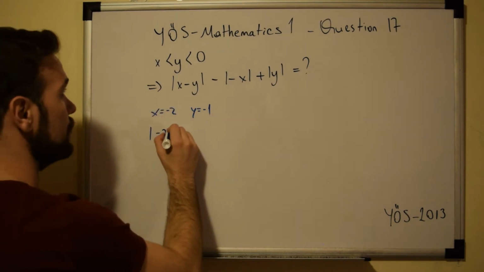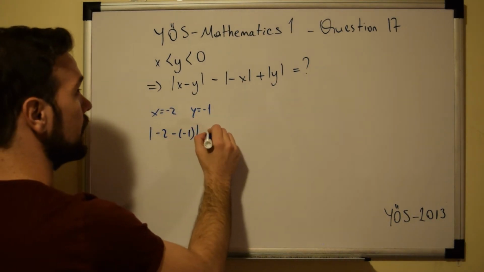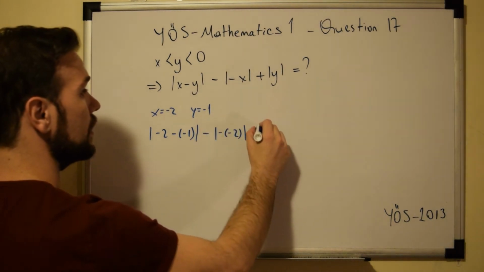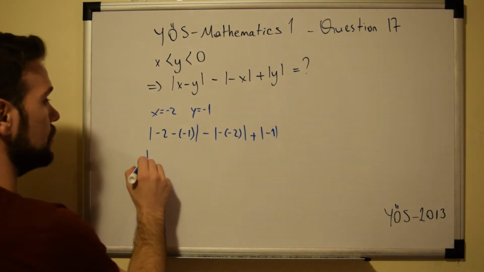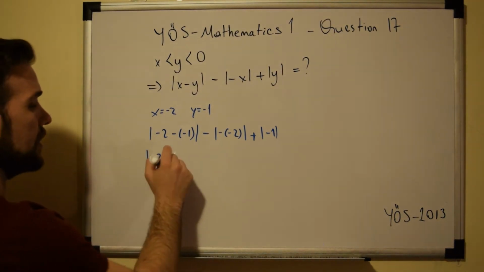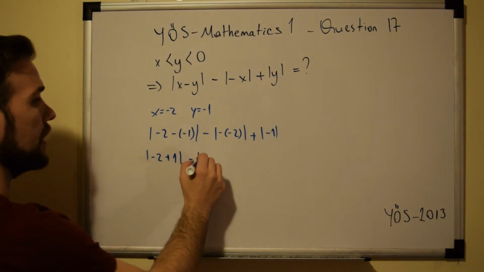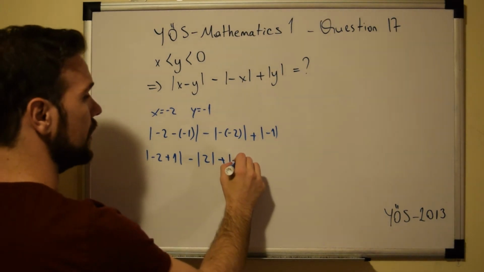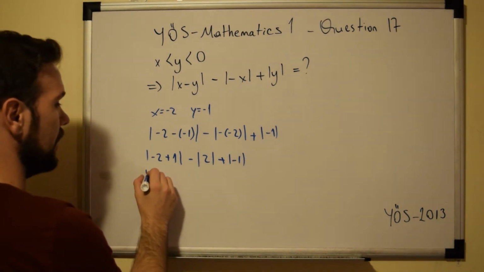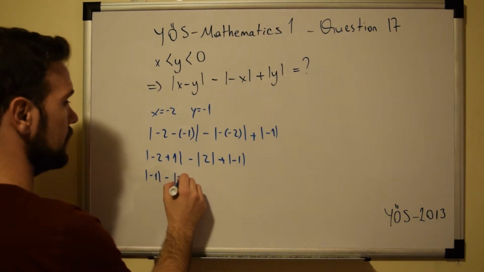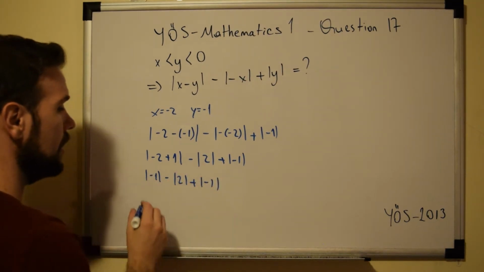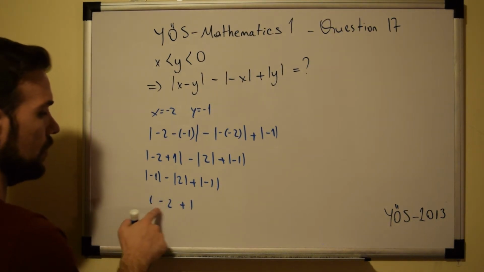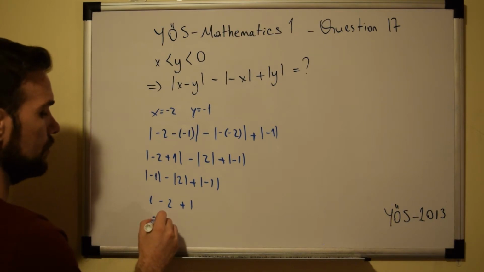So I'm going to have the absolute value of minus 2 minus 1, minus the absolute value of minus 2, plus the absolute value of minus 1. So what do we have here? We have minus 2, minus times minus is plus 1, minus the absolute value, minus times minus is plus, so we have the absolute value of 2 plus the absolute value of minus 1. So what do we have here? We have the absolute value of minus 1 minus the absolute value of 2 plus the absolute value of minus 1. So we have 1 minus 2 plus 1. As you can see, 1 plus 1 is 2, 2 minus 2 is equal to 0.